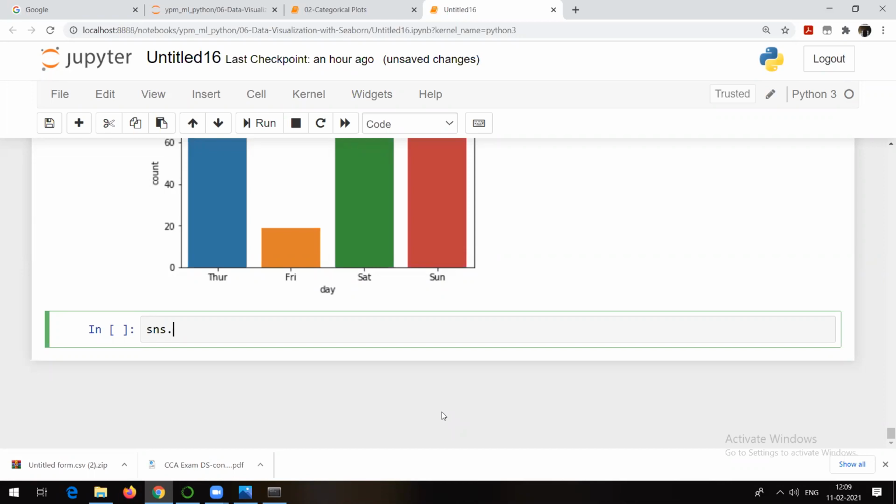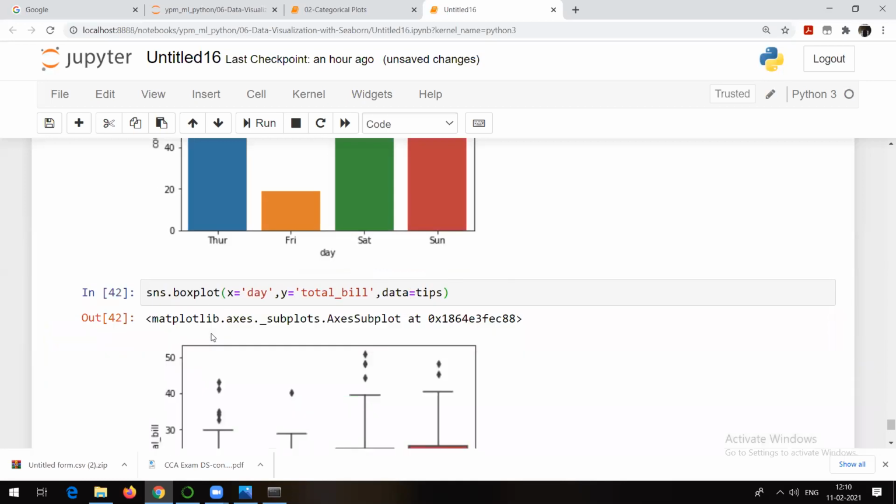Okay, sir. So, SNS dot box and whisker plot. This is the method. We make use of SNS dot box plot. Here, on the x-axis we want, suppose, day, and on the y-axis we want total bill. The name of the column is total underscore bill. Obviously we need to mention the data set name, which in this case is tips. Let's try to plot it out.